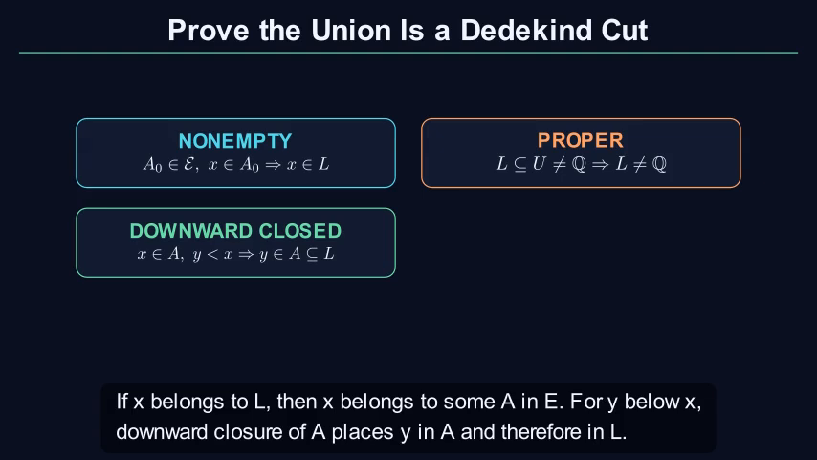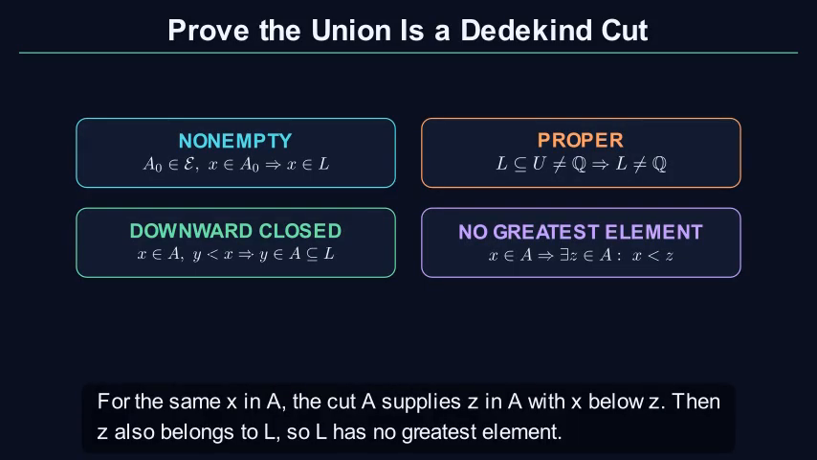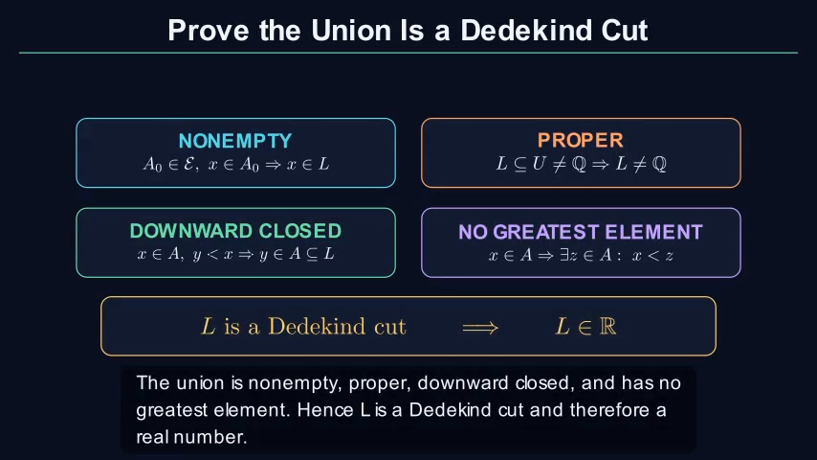If x belongs to L, then x belongs to some A in E. For y below x, downward closure of A places y in A and therefore in L. For the same x in A, the cut A supplies z in A with x below z. Then z also belongs to L. So L has no greatest element. The union is non-empty, proper, downward closed, and has no greatest element. Hence L is a Dedekind cut and therefore a real number.